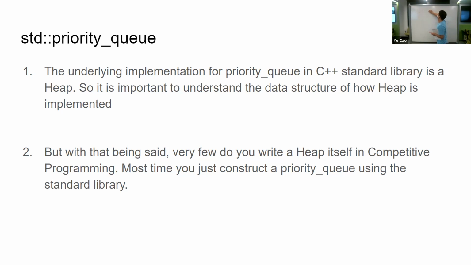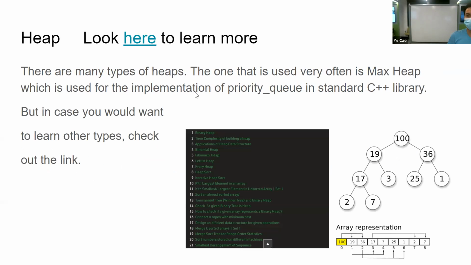Okay, so a priority queue is used a lot in competitive programming, but not the heap data structure itself, because most of the time it's already implemented. So let's go back to the heap and go through what happens here. Can anyone tell me what the feature is on the right side of this slide, this tree?